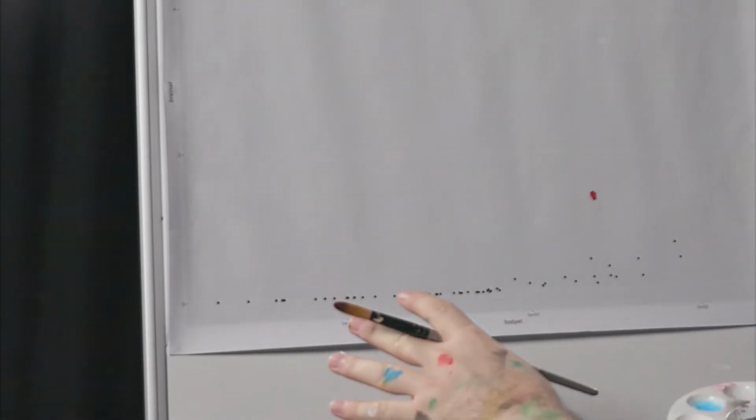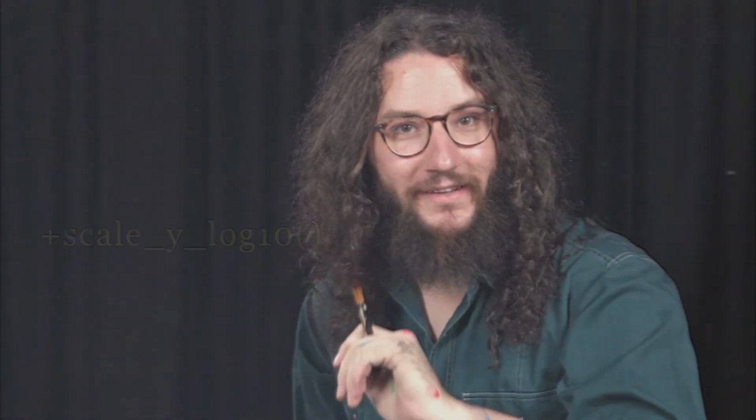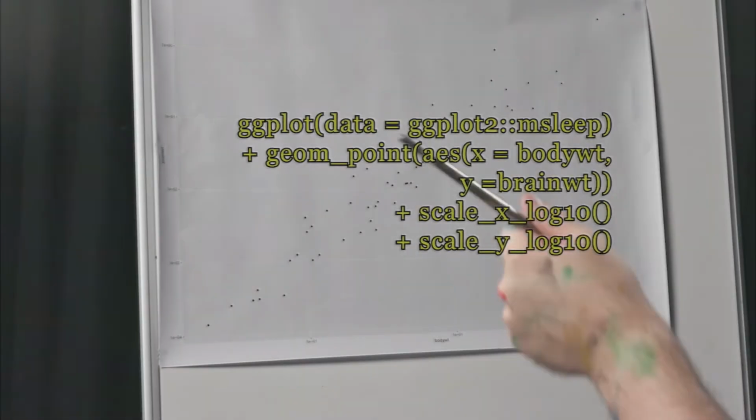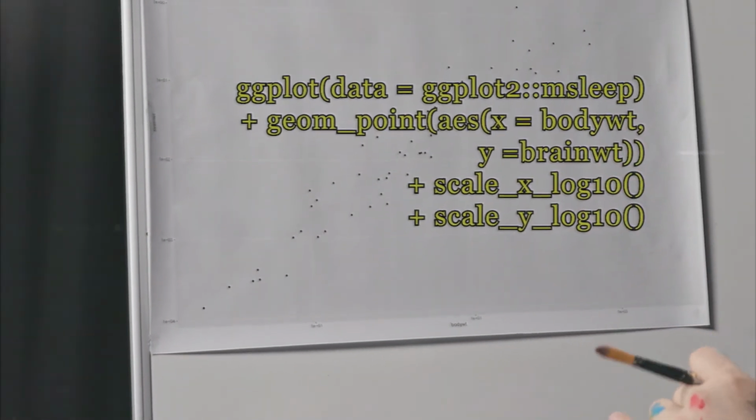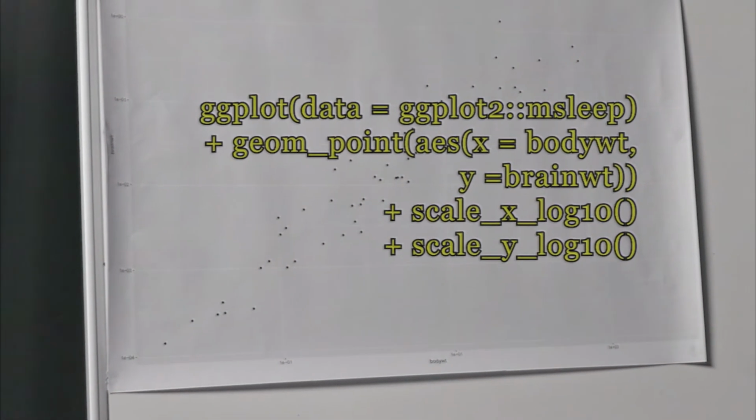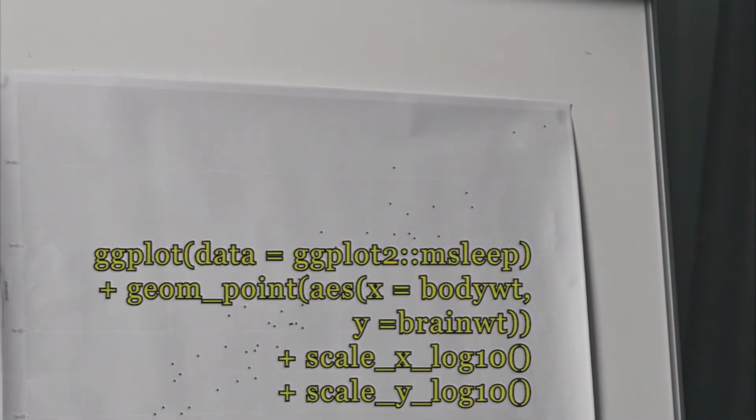Now these data points are still all stuck down at the bottom of this plot, so let's do the same thing and rescale our y-axis with, yep, you guessed it, another plus and a scale_y_log10 layer on top. Now we can see everything nice and spread out. It sure looks like size and brain size are pretty closely related, doesn't it?